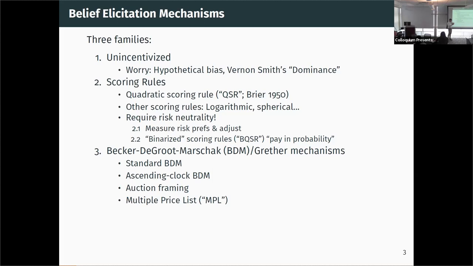One issue with these scoring rules that I'll get into a little bit later is that they require risk neutrality, that people not be risk averse at all. There are ways around this. I'll get into that a little bit, but that's an issue that you have to deal with if you're going to use scoring rules.